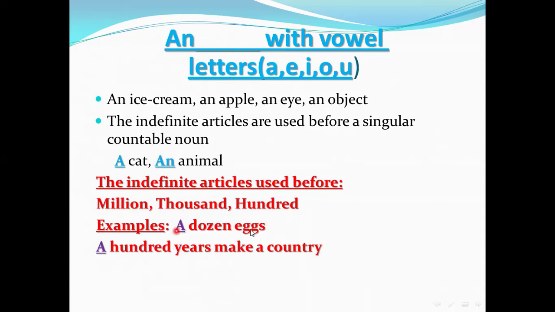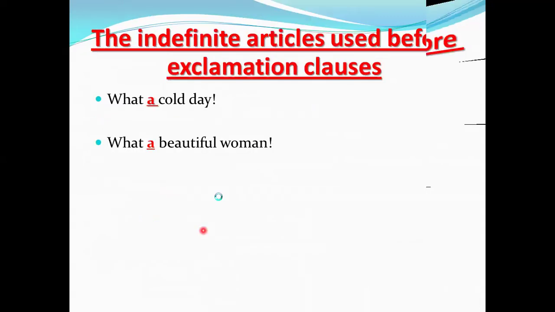Like we say, a dozen eggs, a hundred years, a hundred years make a country. We use indefinite articles also with exclamation clauses, like this: what a cold day. You can say what a cold day, what a hot day, anything to express our exclamation. Okay, what a beautiful woman. So this is an exclamation clause.